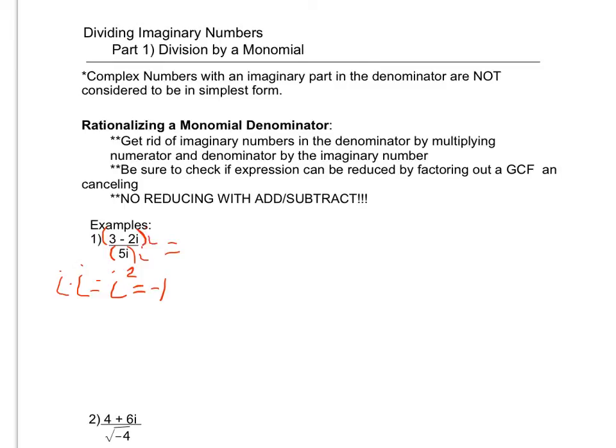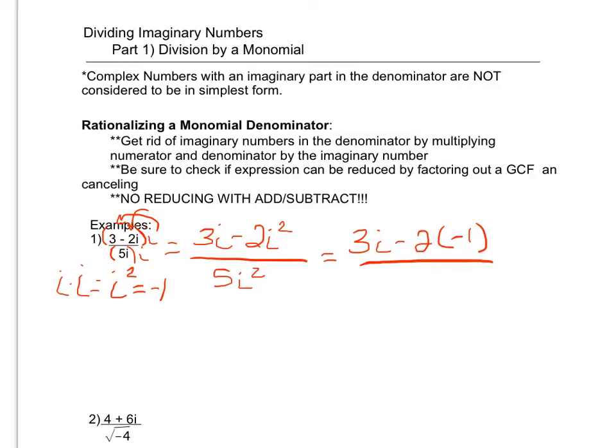So that i has to distribute in on top, so I have to make sure and acknowledge that I'm showing with parentheses that I'm multiplying the entire top by an i, even though parentheses weren't there to begin with. The i distributes in, giving me 3i minus, and then i times 2i is minus 2i squared, all over 5i squared. Well, that then gives me 3i minus 2 times -1, all over 5 times -1, which then gives me 3i plus 2, all over -5.